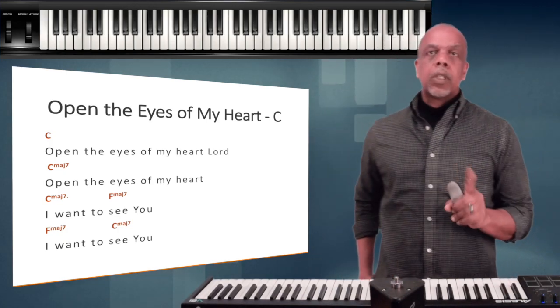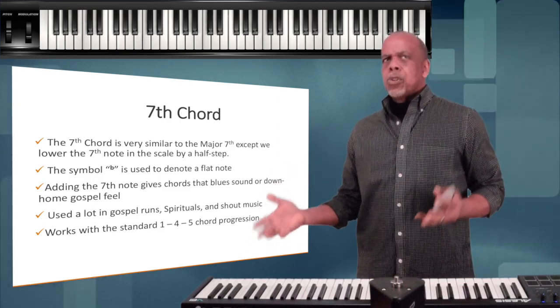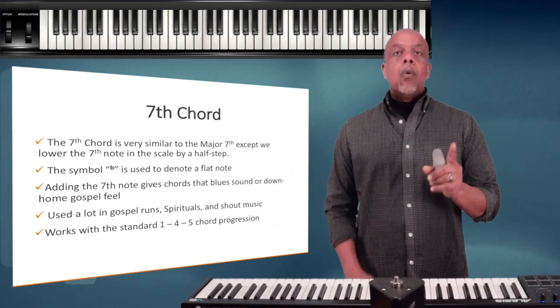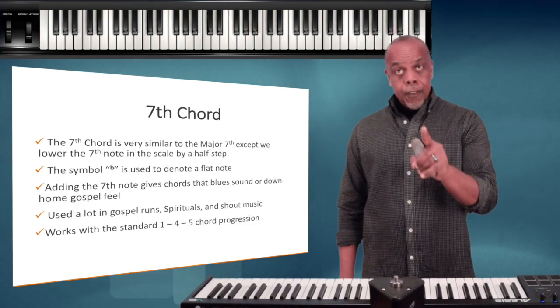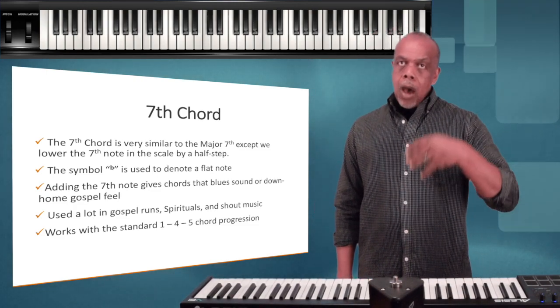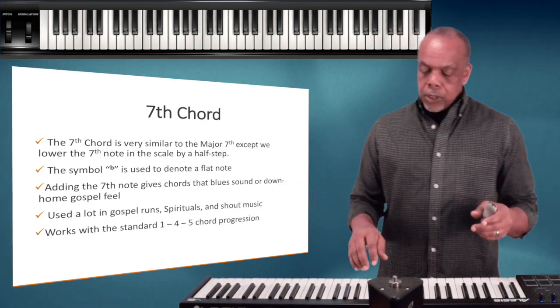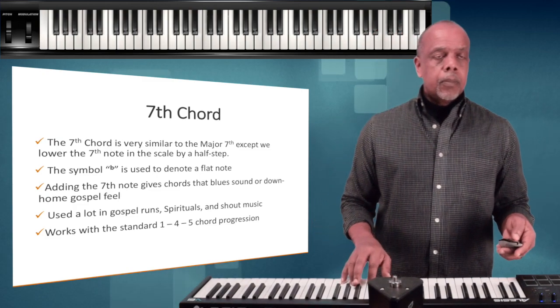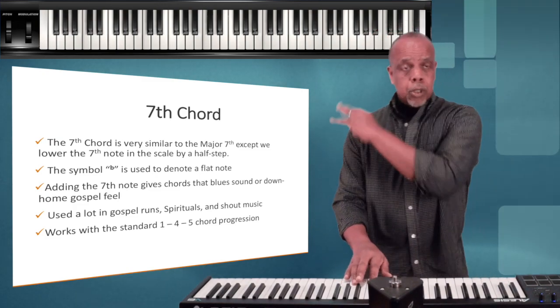The last chord we're going to talk about today is the seventh chord. You go, wait a minute, what's the difference between a major seventh and a seventh? Well, the difference is 1/2 step. Basically, now we're going to take the seventh note and move it down 1/2 step. Very similar to the major seventh, but for instance, in the key of C, it would be the B flat. I'll show you that in a minute.